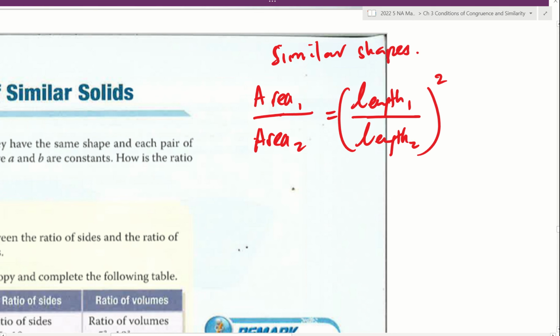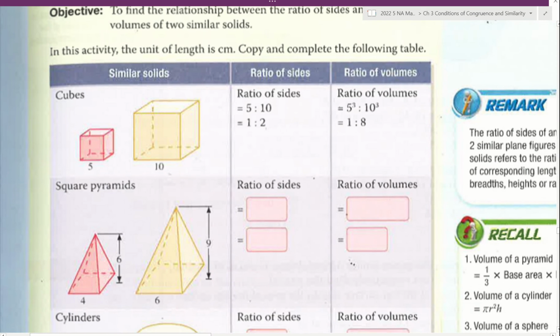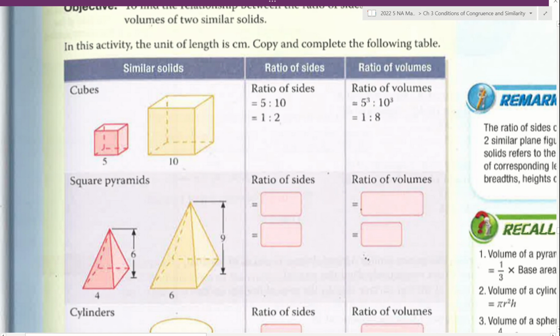Now, similar shapes, we had this particular relationship. We investigated why. We tried finding the areas of similar triangles, squares, circles, rectangles. Turns out, it is simply the square of the ratio of the sides. We're going to do the same for similar solids. So 3D this time. This was 2D. Now we move on to 3D. Okay, let's take a look. If you have a cube, I don't need to do all this again.